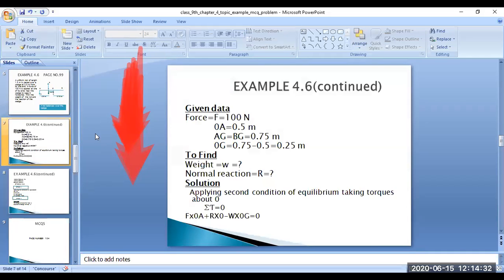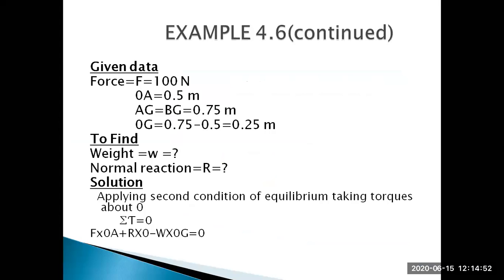Now, the weight is denoted with the letter W, and the normal reaction is denoted with the capital R. I'm applying the second condition of equilibrium, taking torque about O. The second condition of equilibrium is that the summation of torque acting on the body is equal to 0.